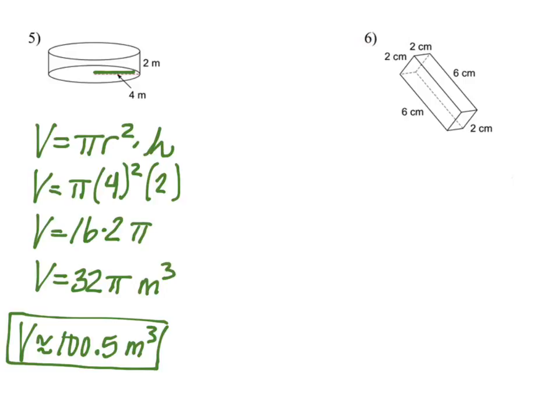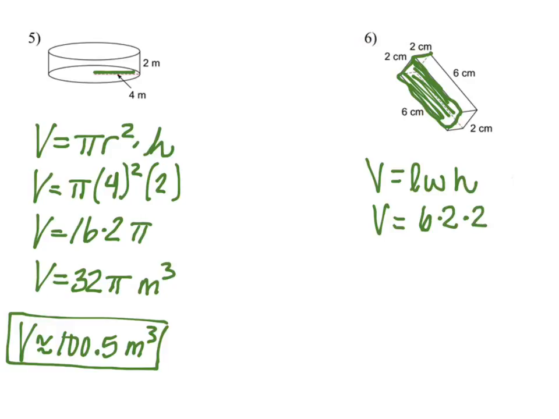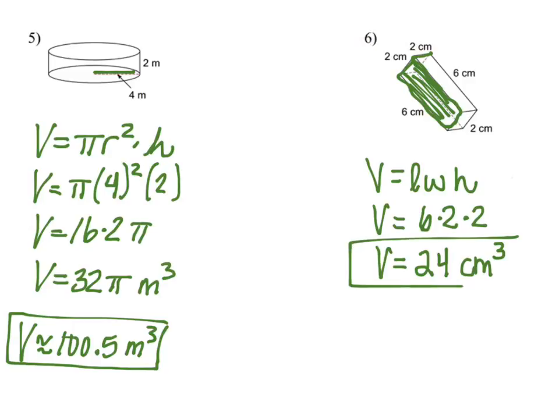Our last one, we have another rectangular prism. So again, I like to identify one of my bases and then the height of that base. So volume equals length times width times height. So I have a length of 6 times 2 times a height of 2. If I multiply that together, I get 24, and I add my units. It's in meters cubed. And that is all you're going to be doing.